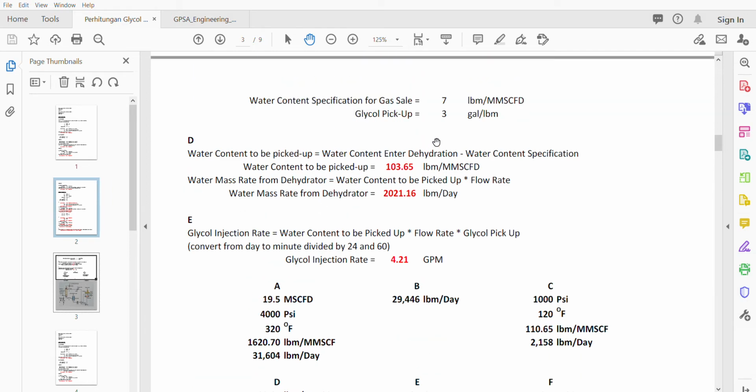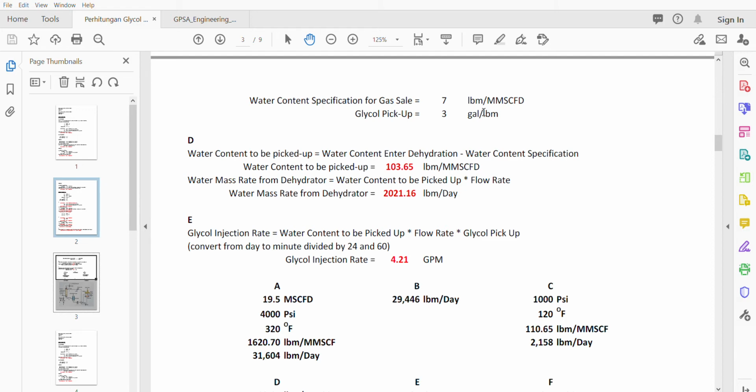And then after that, how does it work? The water acidic is 7 because that's the requirement. With the glycol pickup at 3 gallon per pound mass. This glycol pickup means that the glycol is able to pick up the water as much as 3 gallon per pound mass.